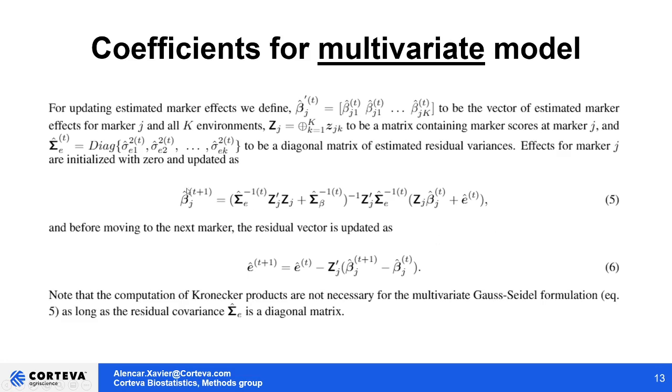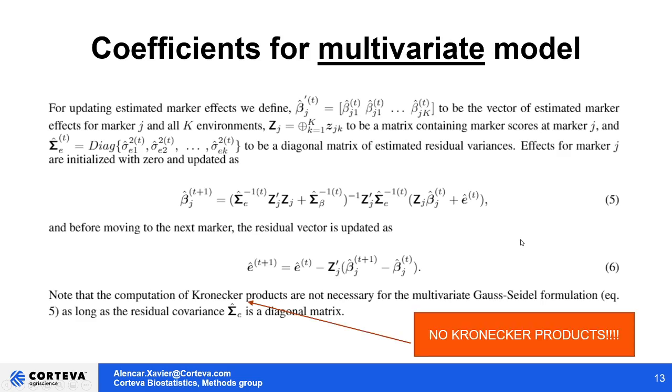So you update one marker and then subsequently update the residuals and move to the next marker, where again, that's just a small system of equations k by k. No Kronecker products are necessary, so you save a lot of memory by not having to build the left-hand side equation.